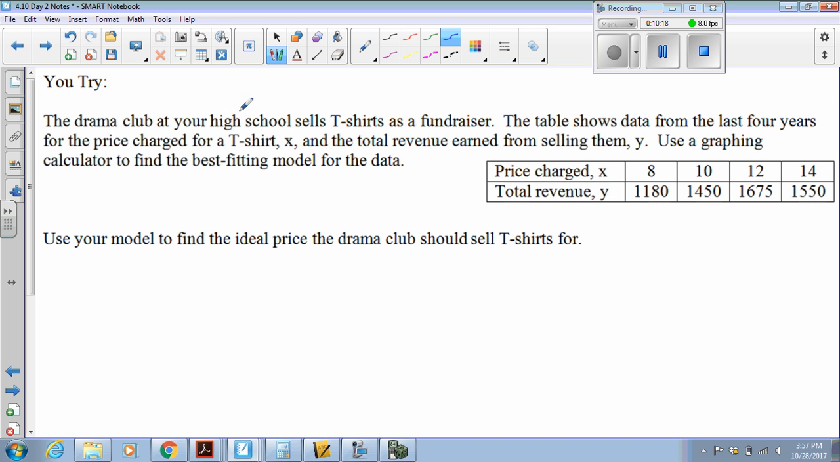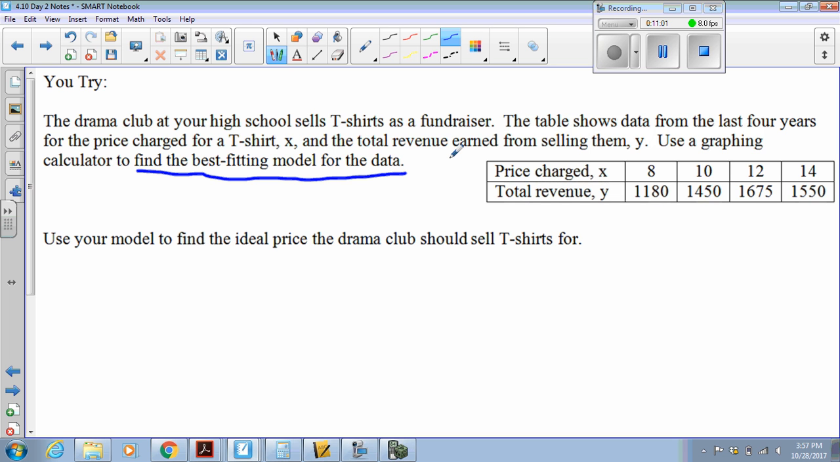So it says the drama club at your high school sells t-shirts at a fundraiser. The table shows data from the last 4 years for the price charged for a t-shirt, that's our X values, and the total revenue. Now revenue means like the amount they received, the total cost, earned from selling them, so that's the Y. We have to use a graphing calculator to find the best fitting model, in this case quadratic model, for the data. So we have our price charged, that's our X value, and the total revenue, that's our Y. Now we have to write our model, the best fitting model for this case.